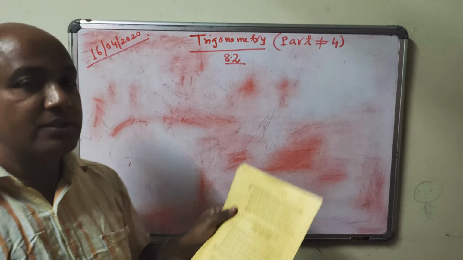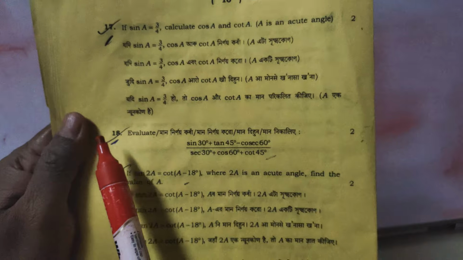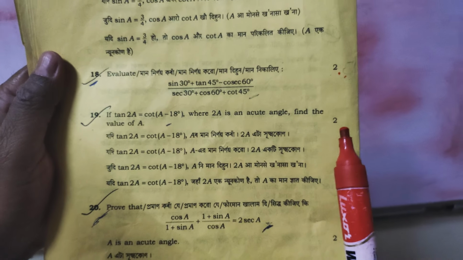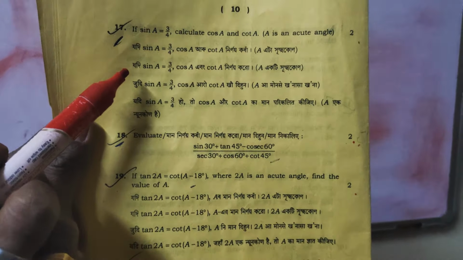See, here in the question number, this is SLC question number. Question number 17 is from 8.1, 18 is from 8.2, 19 is from 8.3, 20 is from 8.4. So I have solved this sum, and many of the sums from 8.1.